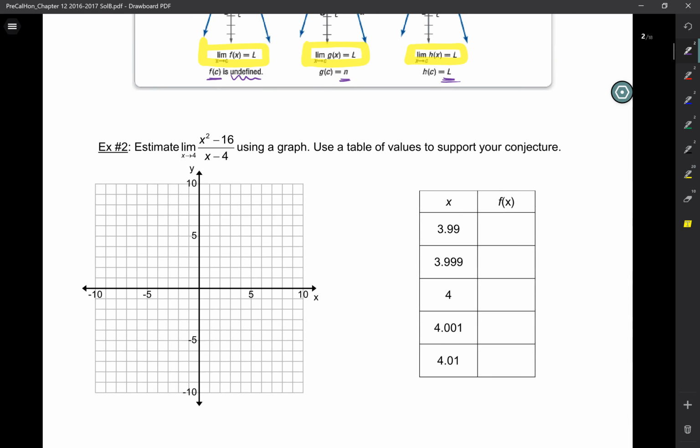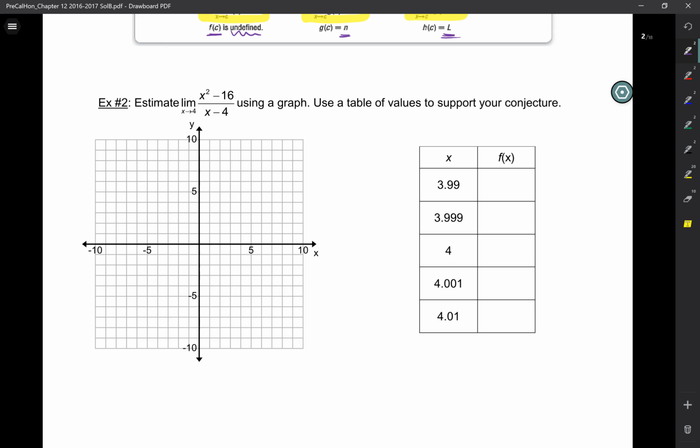Okay, so let's do the same thing here. We want to find the limit first using a graph. So let's simplify this one. We can factor the numerator.